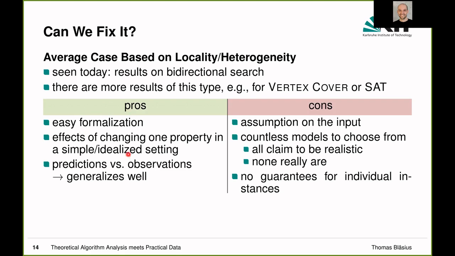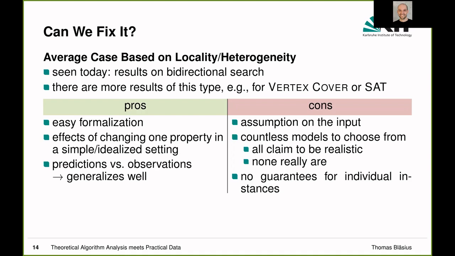The main advantage of this approach is that you have an easy way to formalize the properties you want to look at. You don't have to draw the specific line between hard instances and easy instances. You can say, I wish for this property, and then you look at a random network model that has this property, and then you can analyze it.